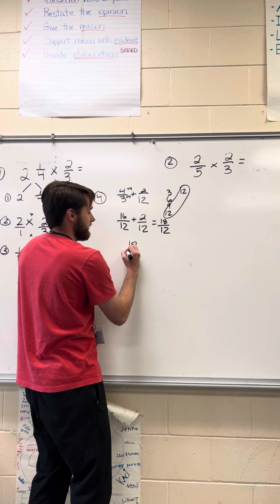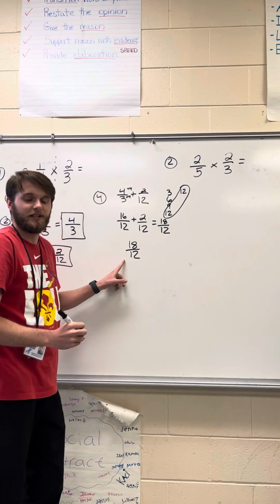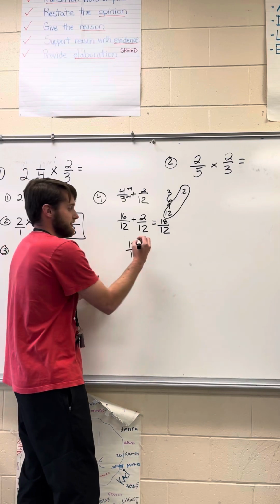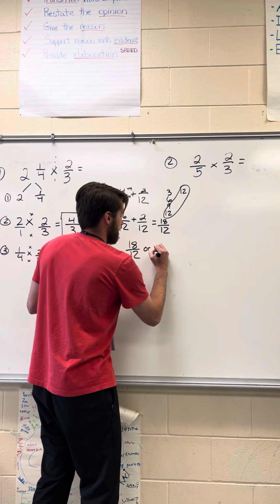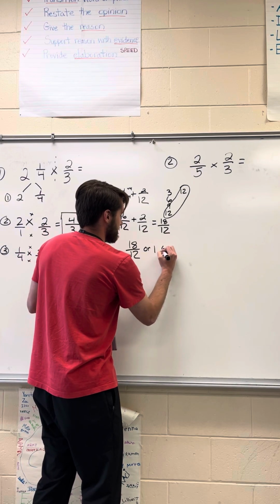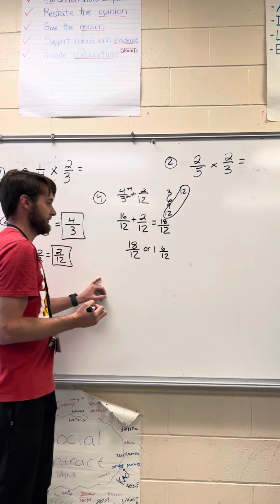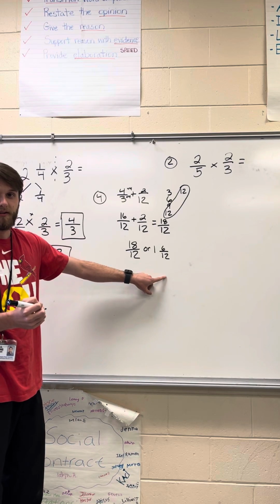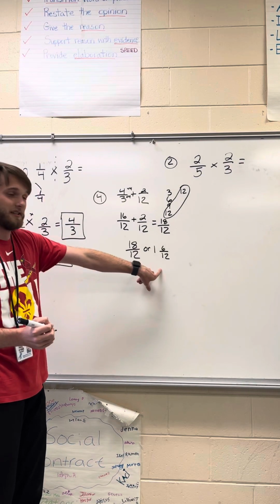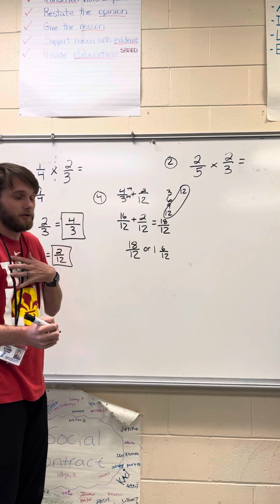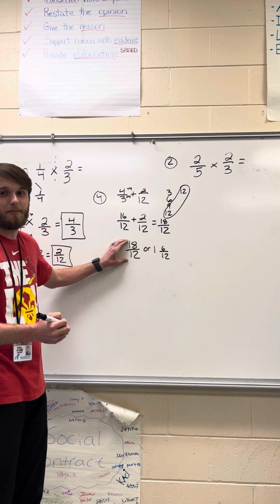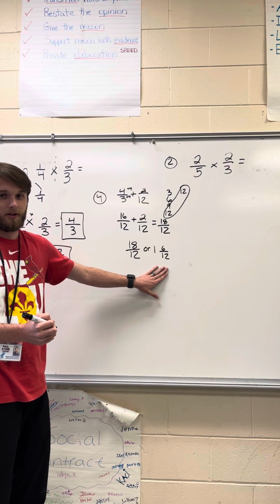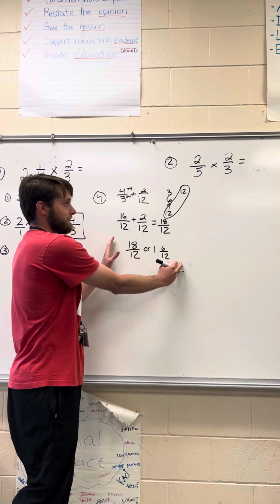So your answer, this is called an improper fraction, can be 18 twelfths or 1 and 6 twelfths is your mixed number. Either one of these is acceptable. Okay, now like I said though, Atlas is going to accept either one. So if I were you, if this is your first answer you get, I would keep this. That way you don't make a silly mistake changing and getting it wrong. Okay, so here's your two answers.